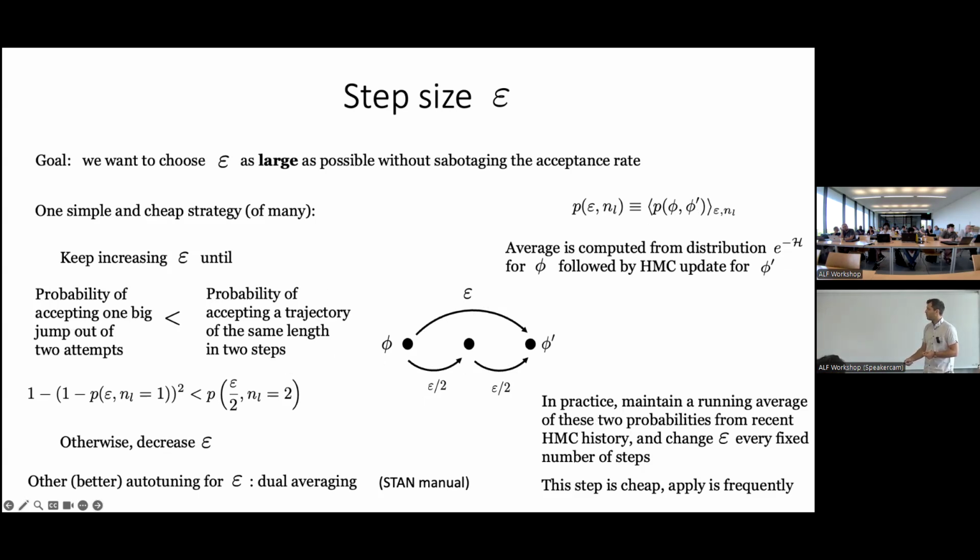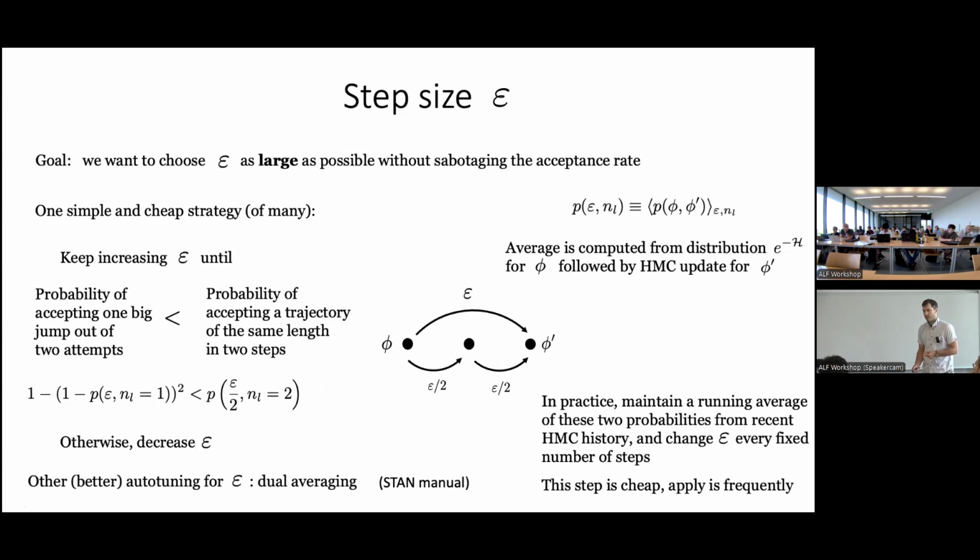And then when you formulate that in numbers, you get this equation, and then you literally measure the probability of these jumps, 1 step of epsilon and 1 of epsilon over 2, and you compare their values. You increase epsilon until this inequality starts to become true, and then if it's true, you decrease epsilon.